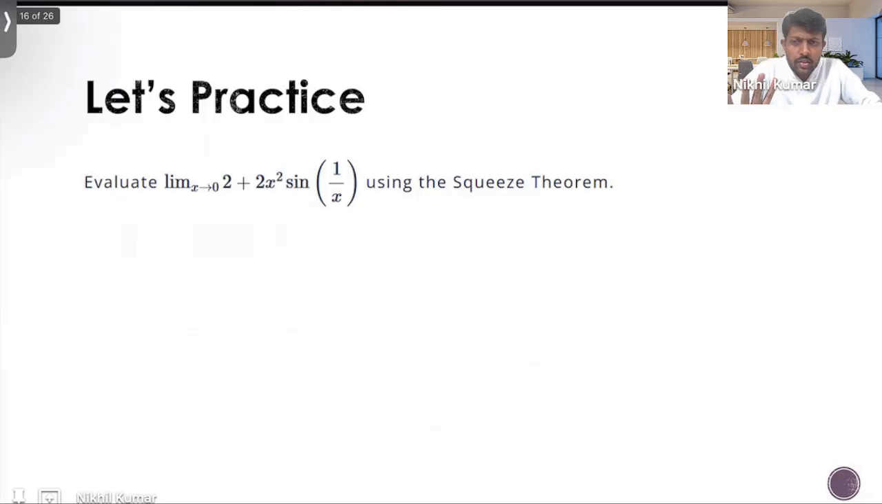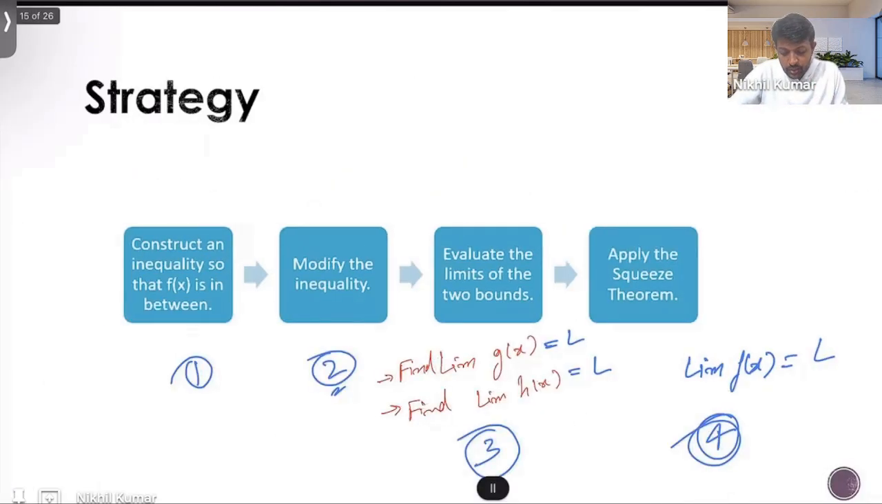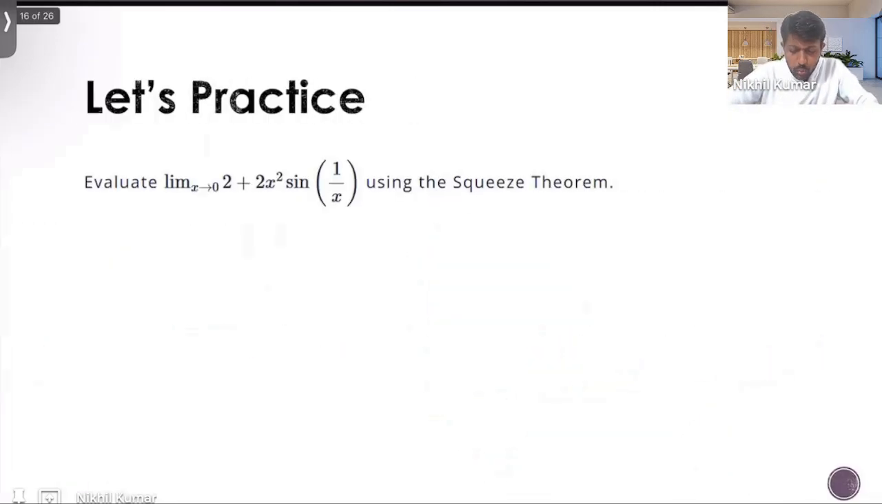But let's practice a question on this. We have a function 2 plus 2x squared sine of 1 by x, and we want to find out the limit using the squeeze theorem. Again, we can get started with the very first step, which is construct an inequality so that f of x is in between some numbers. Okay, so now which of these is a bounded function? Sine theta or sine 1 by x is always going to lie between -1 and 1. That is what we know.